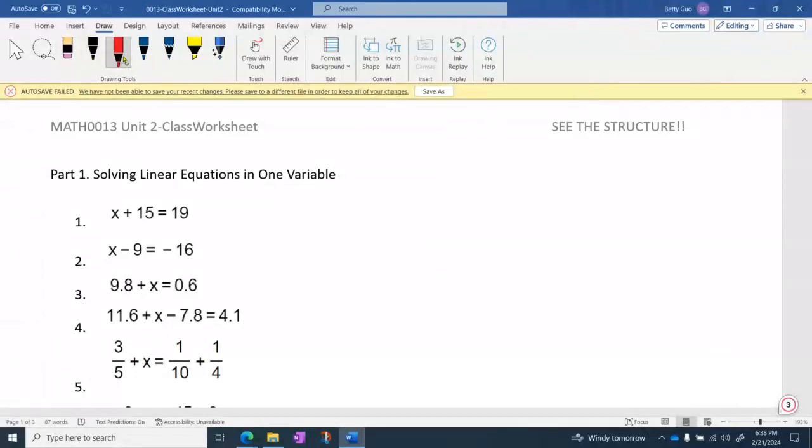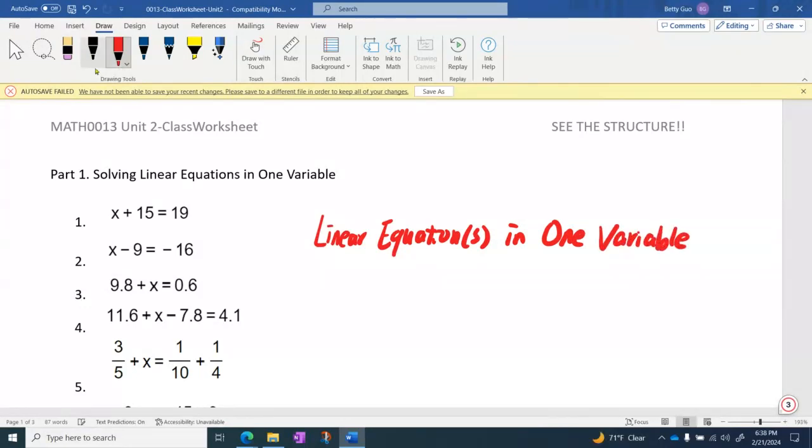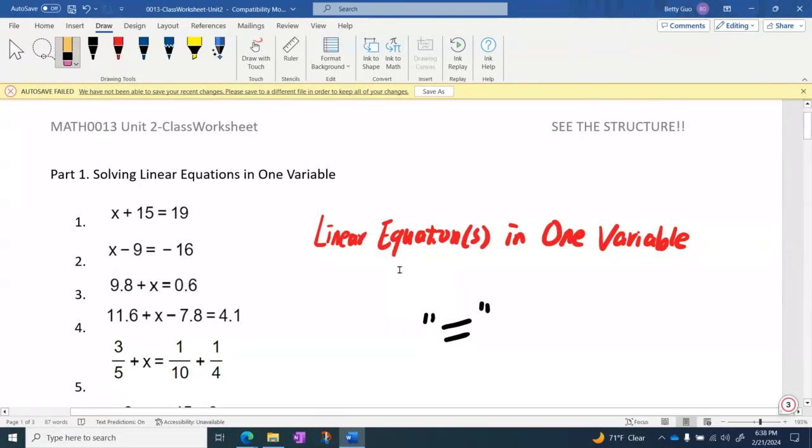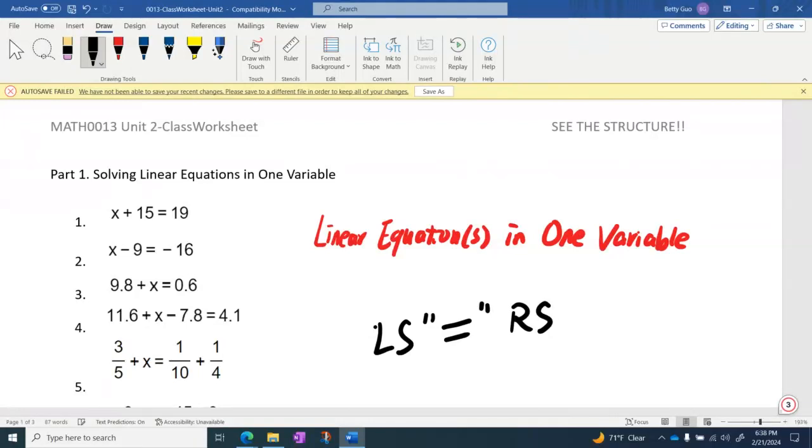In this chapter, we deal with linear equations in one variable. It is an equation, so you would see the equal sign in it for sure. If you do not see an equal sign, then that's not an equation, that's going to be an expression. An equation must have an equal sign in the middle. Whatever is to the left of the equal sign is the left side of the equation, and whatever is to the right of the equal sign is the right side of the equation. All right?